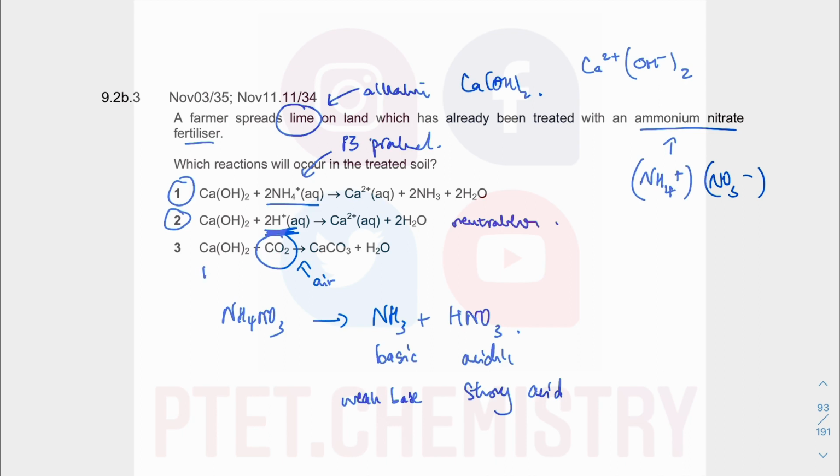So what you get is a base and a weakly acidic oxide. You're going to get the salt and the water. Okay, so there's just the calcium carbonate and the H2O, and indeed all three of these reactions will occur as a result of spreading the calcium hydroxide onto the soil that contains the ammonium nitrate. This one being the tricky one because the CO2 is actually coming from the air and that can react with the alkaline calcium hydroxide. Okay.